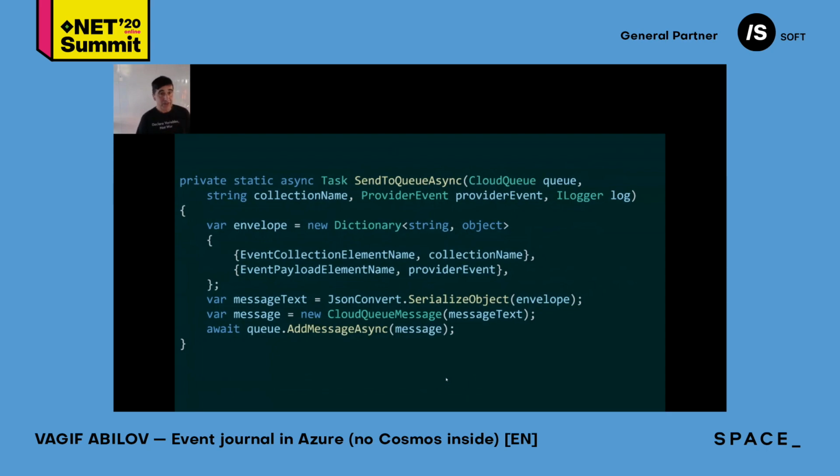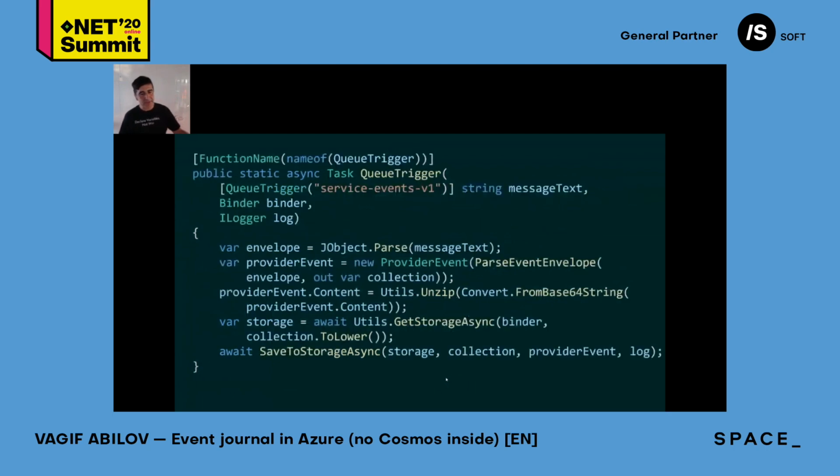This is send to queue async, which is how to send a message to Azure Cloud Queue. It's just 4 lines. You create a Cloud Queue message, and you call add message async. It's as easy as that.